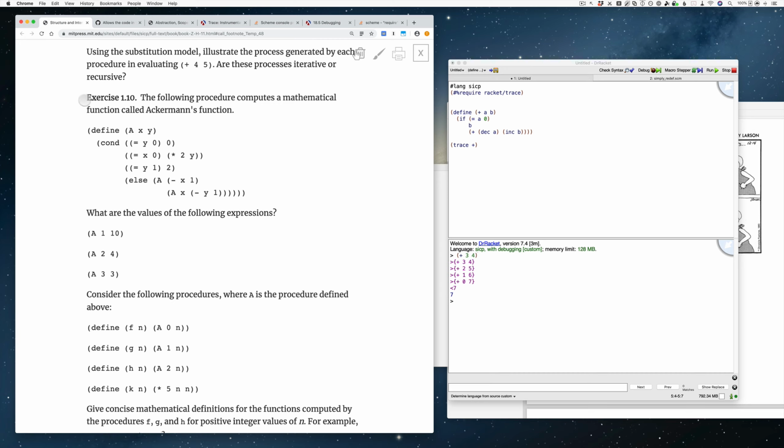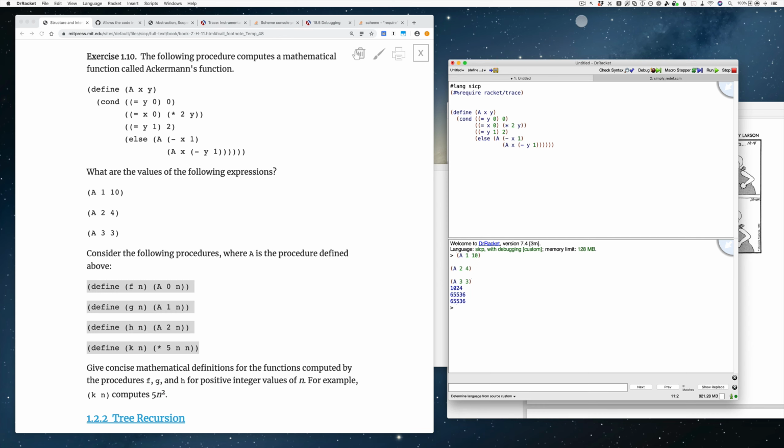Let's look at exercise 1.10. The following procedure computes a mathematical function called Ackermann's function. Define A X Y. All right. So they asked for some values for this procedure, for these expressions.